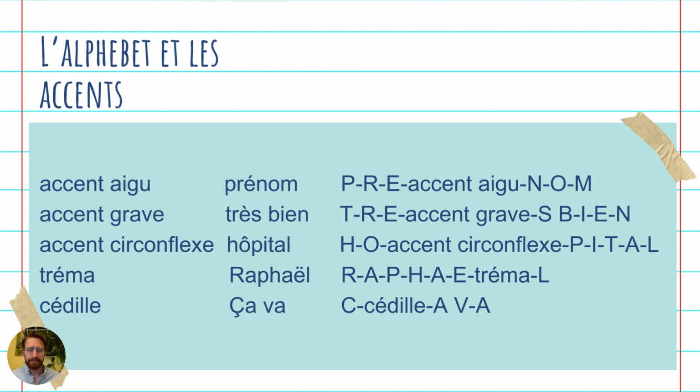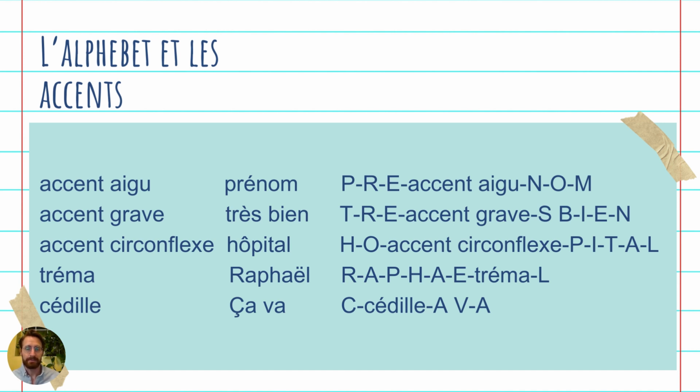So like I said, these accents change the pronunciation of the word. Without the accent aigu, we'd have pronom, but instead it's prénom. Then we have the accent grave, we have très bien. Otherwise it would be très bien, très, très.